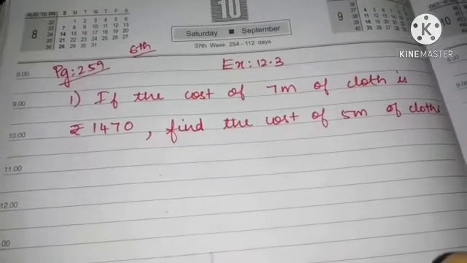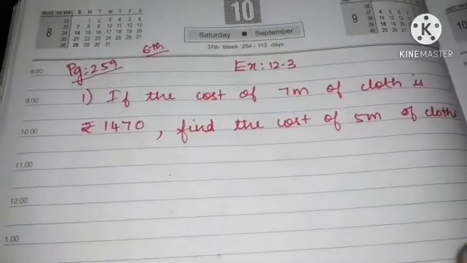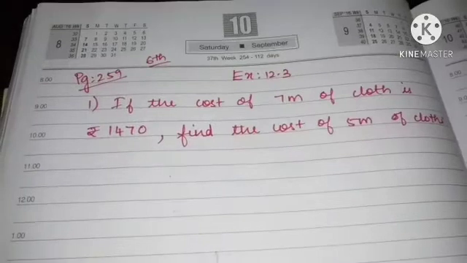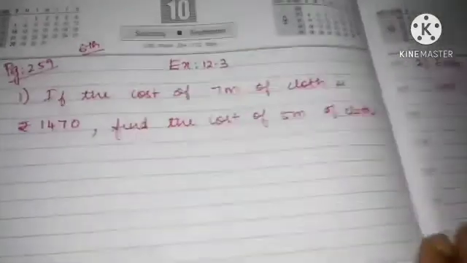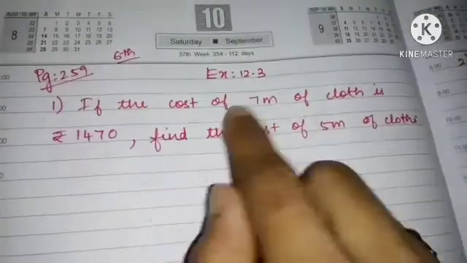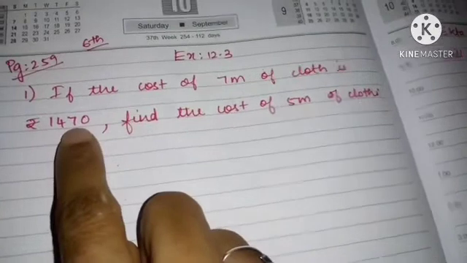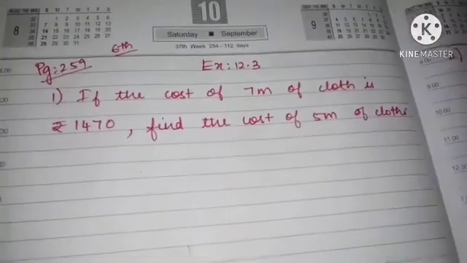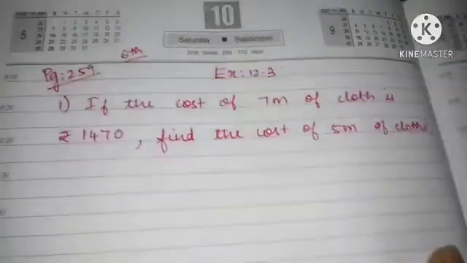Unitary method. Yes, before finding the value for larger numbers, you should find the value for one quantity, then you should find for many. That is the concept of the unitary method, right? So for the first question, if the cost of 7 meter of cloth is 1470, find the cost of 5 meter of cloth. It is very simple. We are just going to find the cost of 1 meter of cloth.